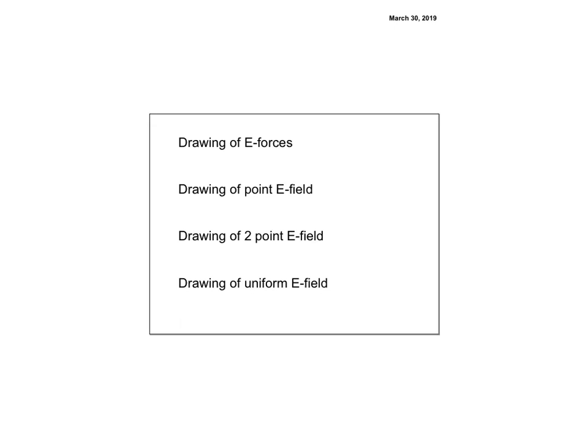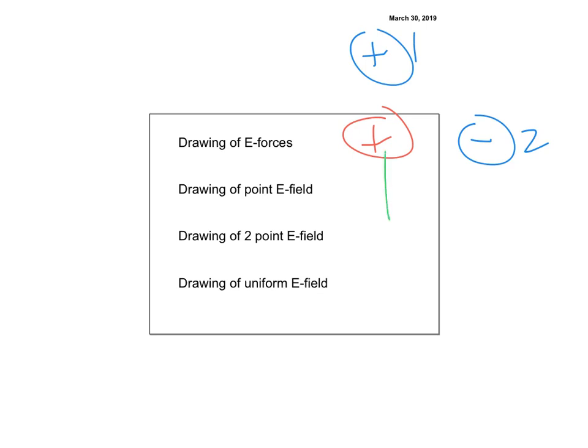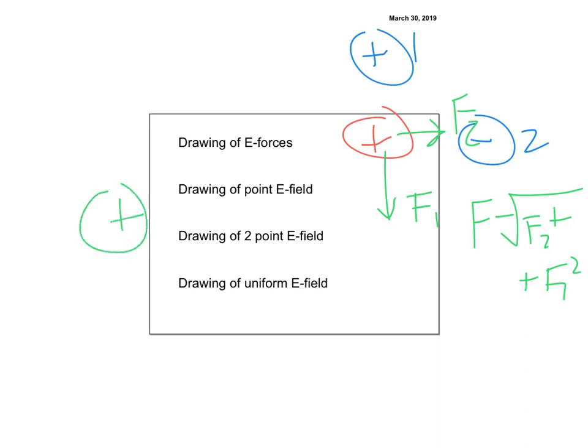So, drawing of E-forces, I kind of did that a little bit. So if I have a positive charge here and it's got a negative charge here and a positive charge here, we call this one number 1 and this one number 2, then I know that number 1 is going to have a force on it pushing it this way, so that'd be F1. This one would be F2, and then I know the total force would be the square root of F2 squared plus F1 squared, right?